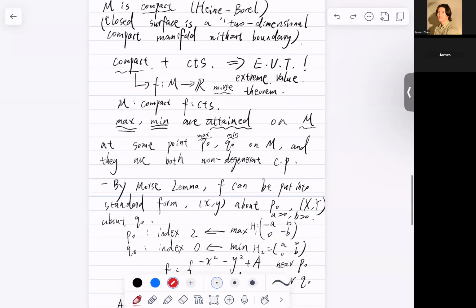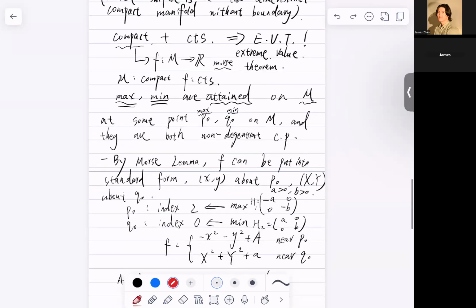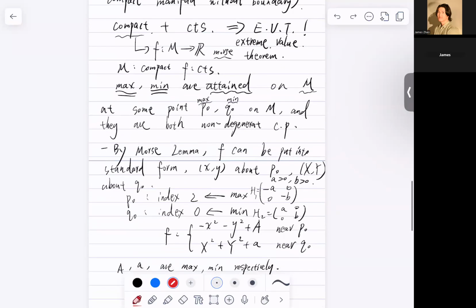And with compactness and also with the continuity, those two basically scream out a very important theorem called the extreme value theorem. So basically what that means is that we have a function that maps from M to R. This is the function, and M is compact. Our F, the map, is continuous. That basically means that our maximum and minimum are actually attained on this manifold.